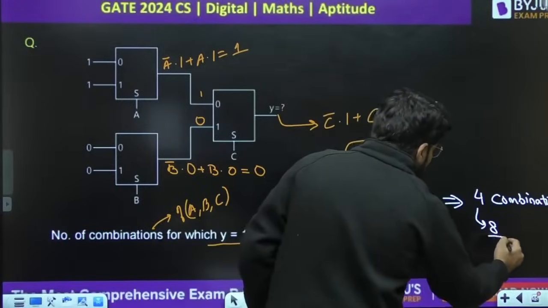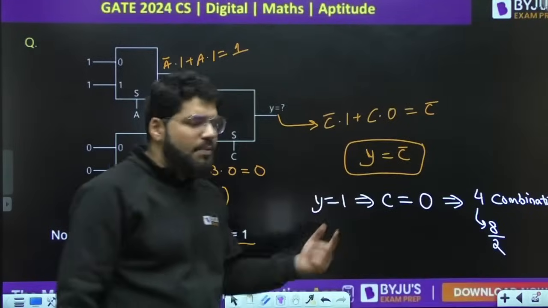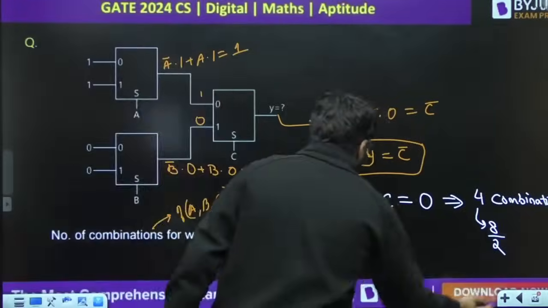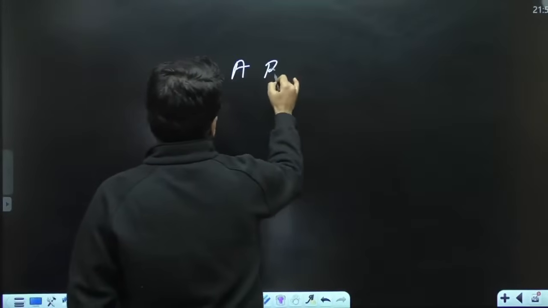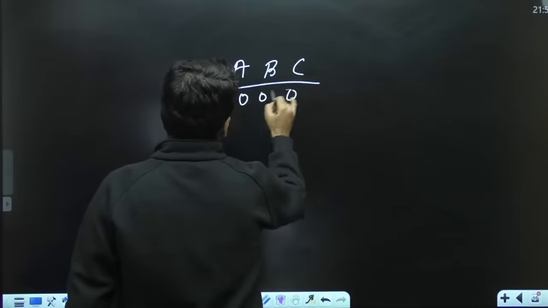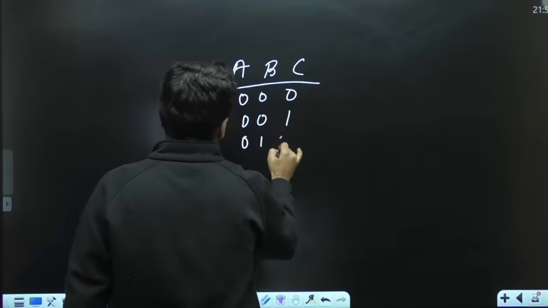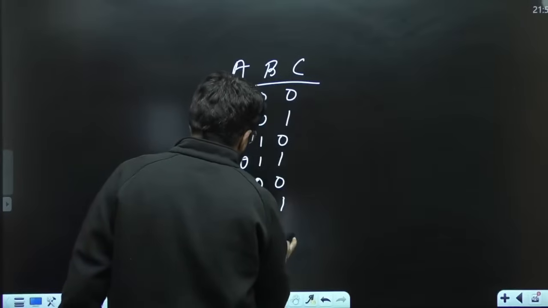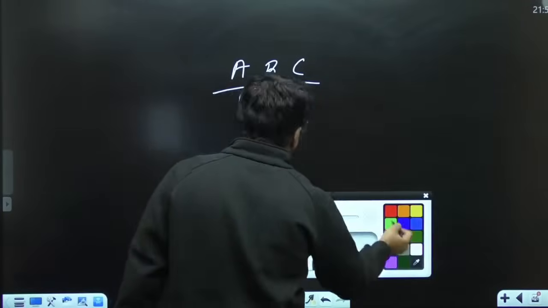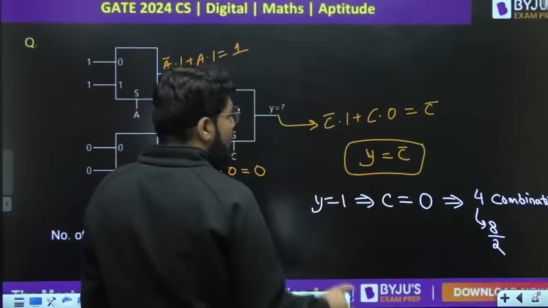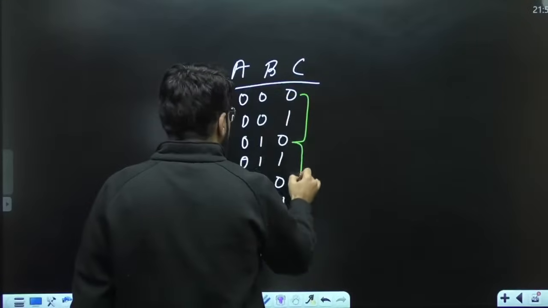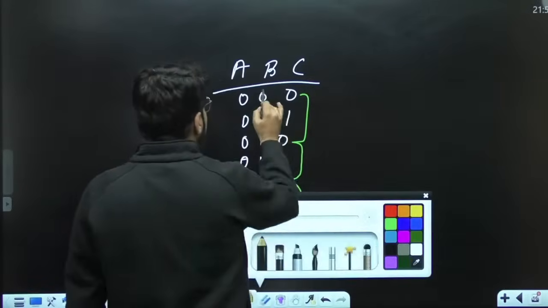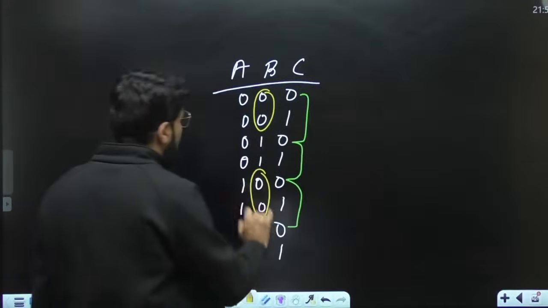Out of the 8, 50% time a bit is 0, 50% time a bit is 1. Whether it is A or B or C, anything, single bit की बात कर रहा हूँ. चलो, just observe it once. You observe the pattern of any of the things. What you want: Y equal to 1 at C equal to 0. तो ये देखिए, C equal to 0 at 4 combinations. If you want to talk about B, this is B: 2 zeros, 2 ones, 4 zeros and 4 ones.